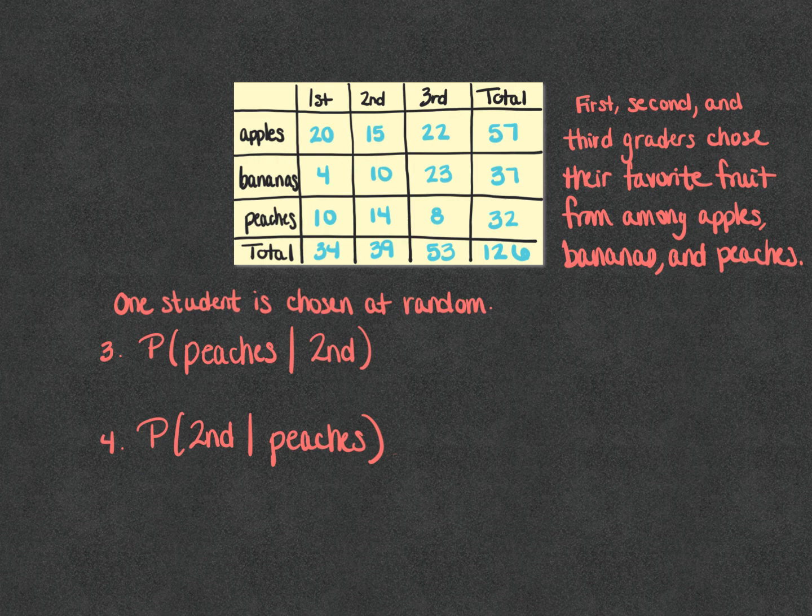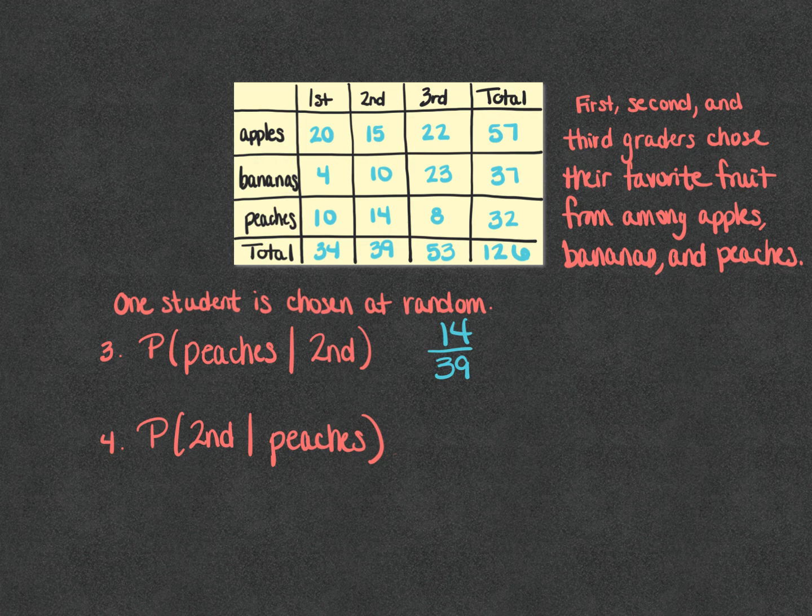All right, so this next example, same chart, just on a different page. So again, we're using our notation here. We are being asked the probability the student likes peaches best, given they are in second grade. So what do we know about this student? Well, we are told this student is in second grade. So again, we're back in our column of second graders. So we know there's 39 second graders. Among those second graders, how many of them like peaches best? That's the 14. So 14 out of 39.